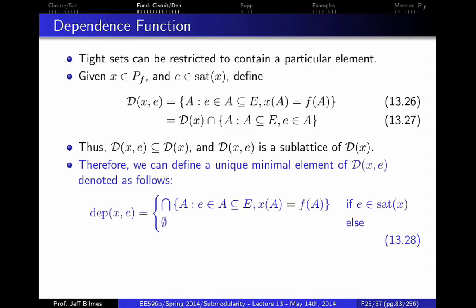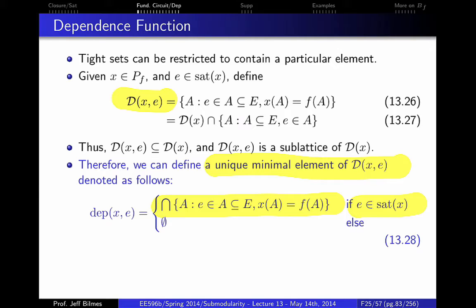So we've had our daily fill of both carrots and nonsense, and now let's define the depth function and get some intuition about it. So the depth function is equal to the minimal element in the lattice of E containing tight sets. And since it's a lattice, it's unique. It's the unique minimal element of the E containing tight sets. So remember, D_X of E is the E containing tight sets, and dep of X of E is where we take the minimal such element. And it's only valid if we take E inside of sat, so it's only for the saturated elements. It's defined to be the empty set if E is not in sat.